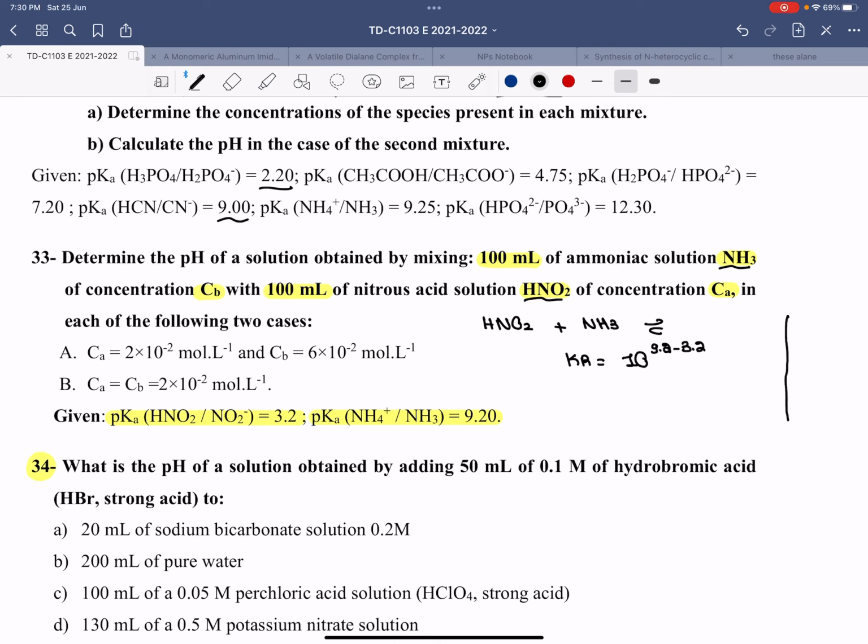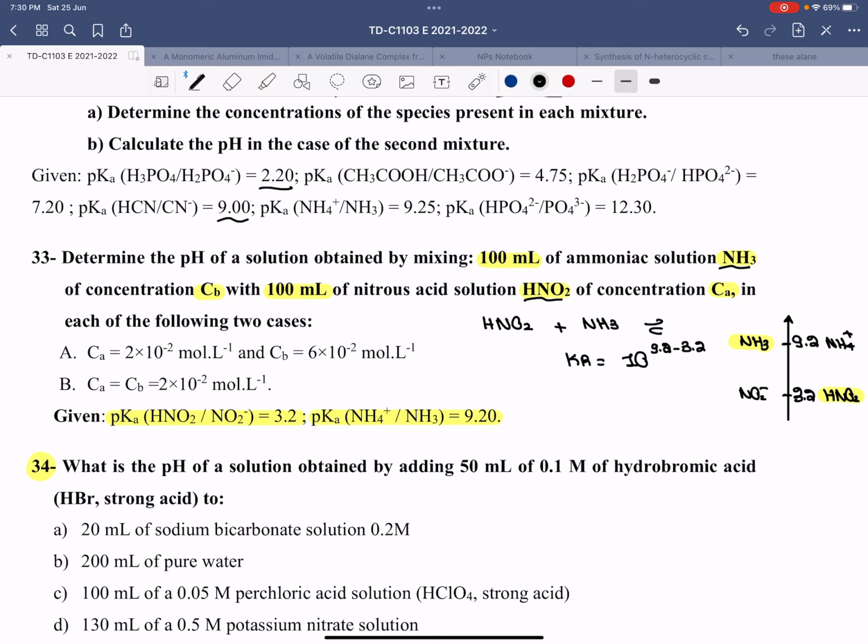If you need to put the pKa scale: 3.2, 9.2, NH4 plus, NH3, and NO2 minus, HNO2. These are the two that you have in your solution. The reaction will definitely be along gamma.